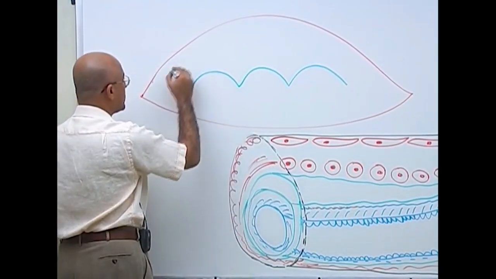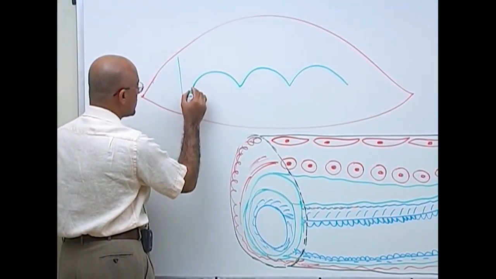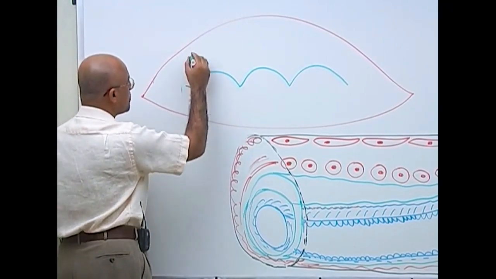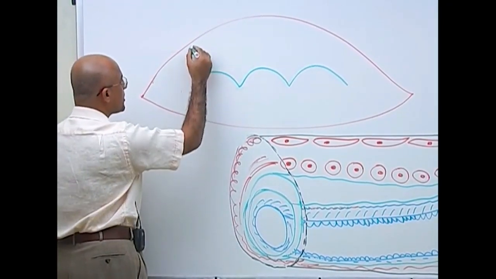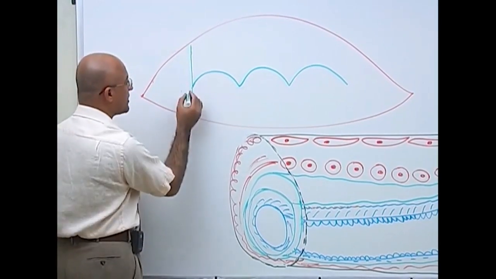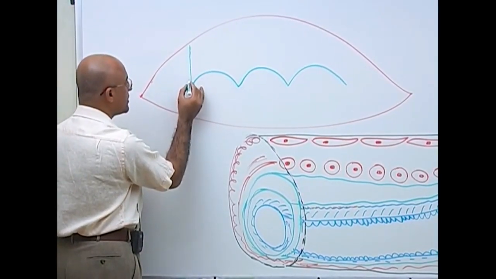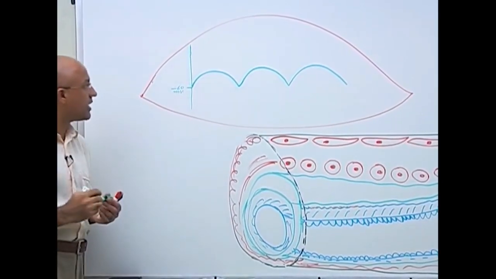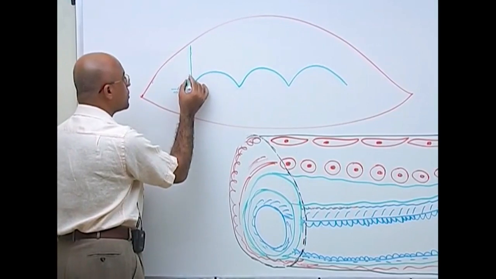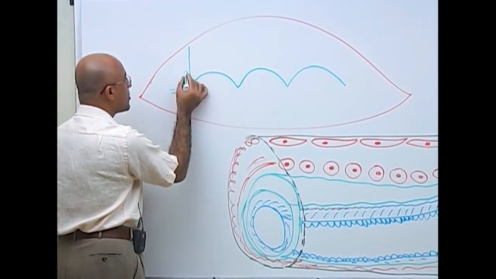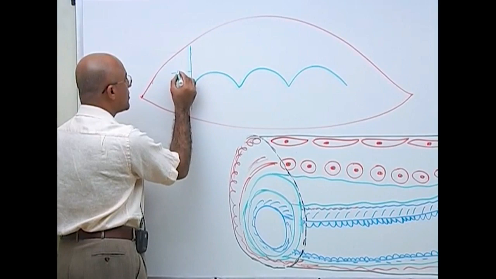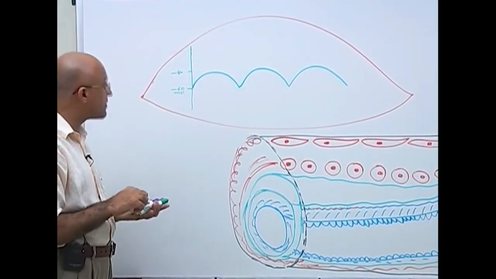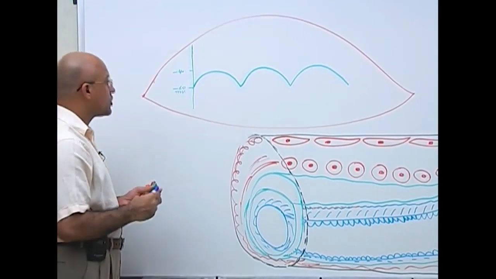Now let's suppose this is the resting membrane potential. The resting membrane potential in the smooth muscles of the gastrointestinal system is somewhere around minus 60 millivolts, right? And here it is, suppose, minus 40 millivolts, right?